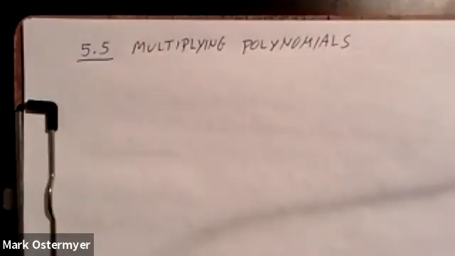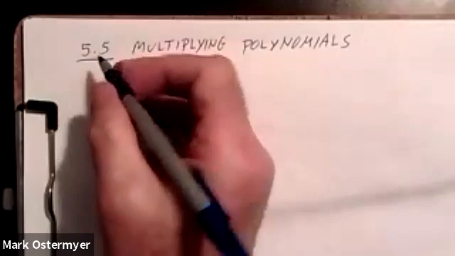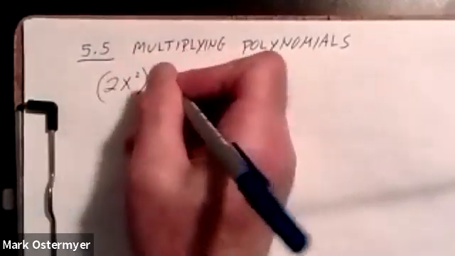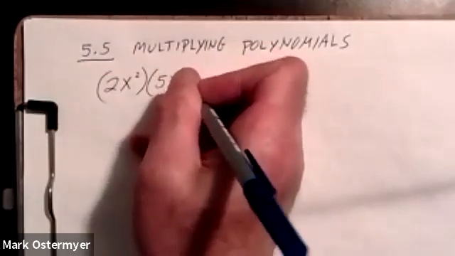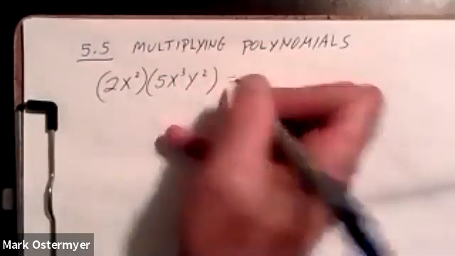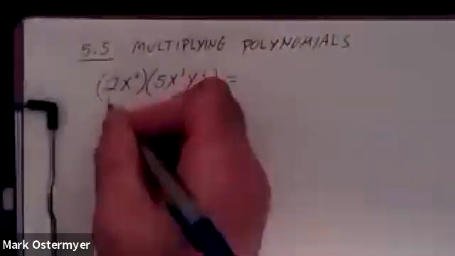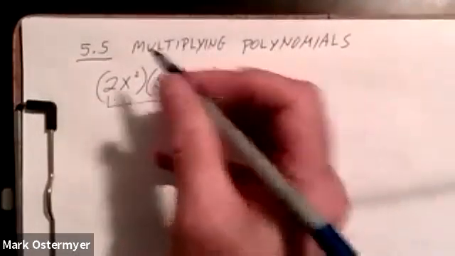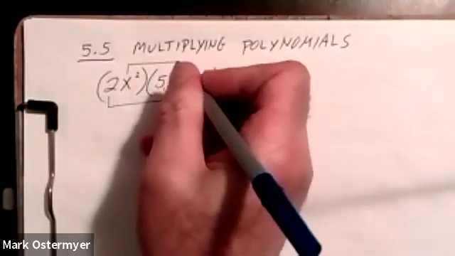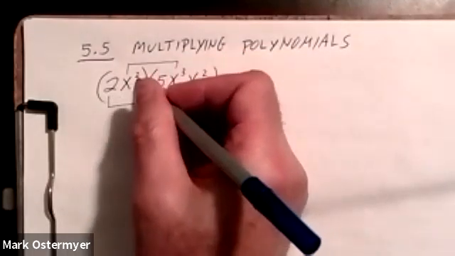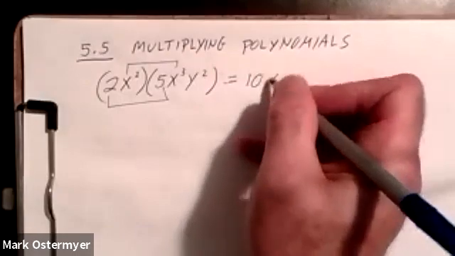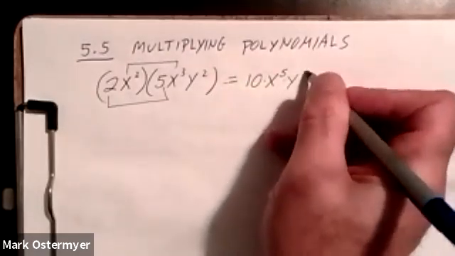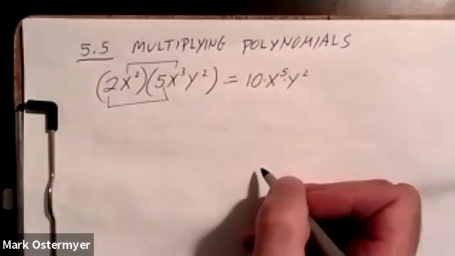All right, we already seen how to multiply monomials together. We tackled that a couple of days ago. So if I have 2x squared multiplied by 5x cubed y squared, to multiply these monomials together, I multiply their coefficients together. 2 times 5 is 10. Multiply like bases together. x squared multiplied by x to the third power is x to the 2 plus 3 power, or x to the fifth power, times y squared. That's how we multiply monomials together.